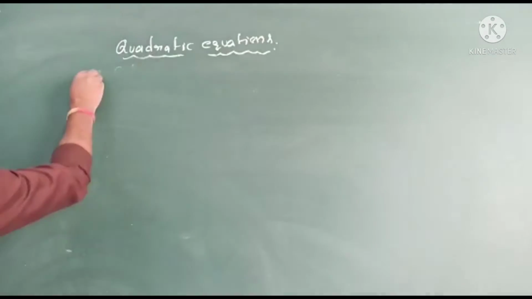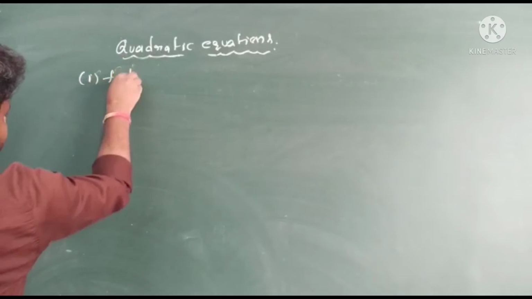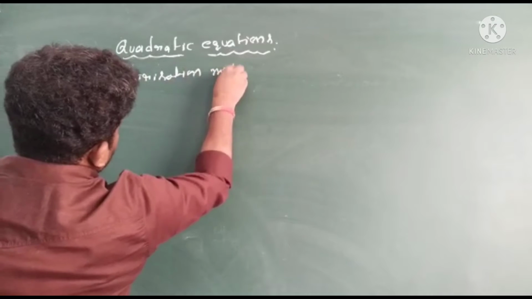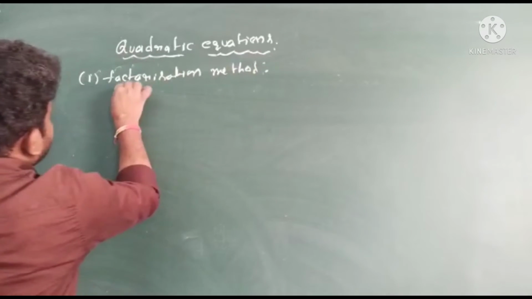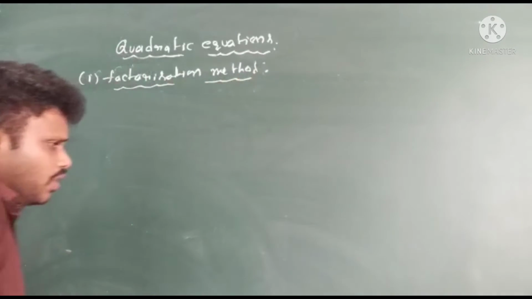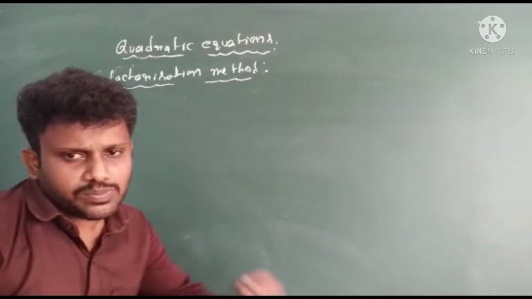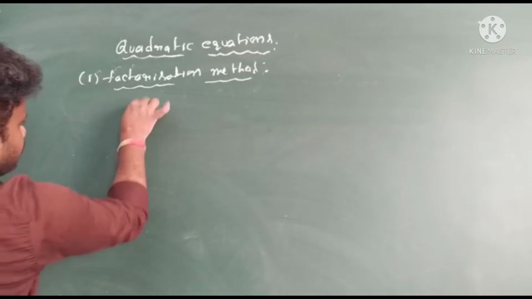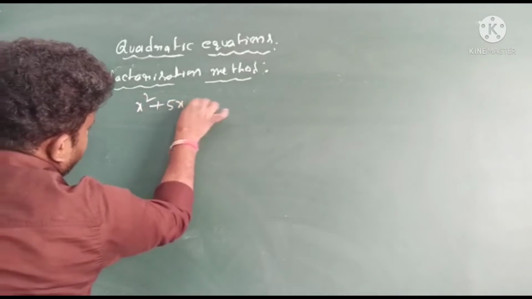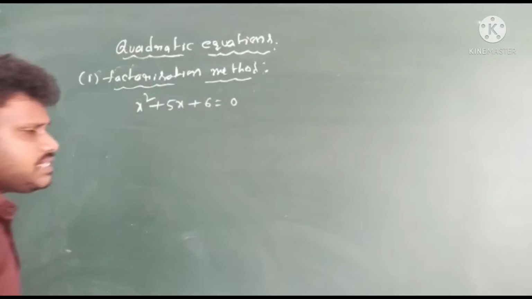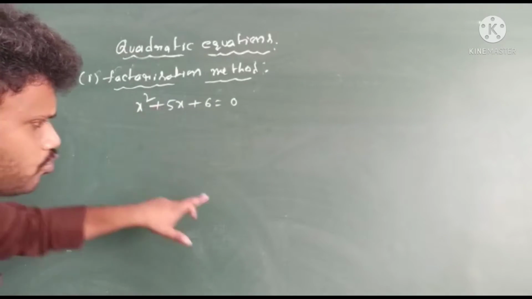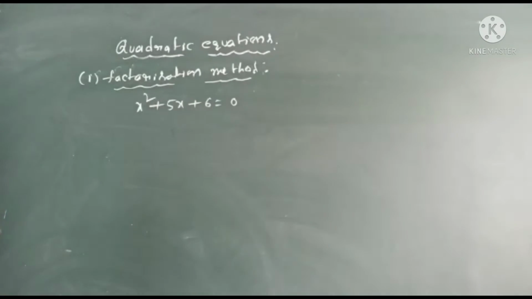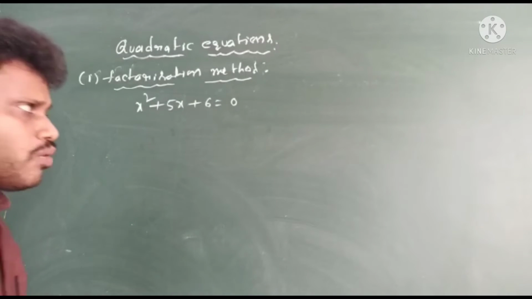Now I am going to discuss the first method, which is factorization method. I will take a small example and try to explain how to do the factorization method. Suppose the given expression is x square plus 5x plus 6 is equal to 0. This is the given quadratic equation. I will explain how to find the zeros of this quadratic equation by using the factorization method with this example. Now try to understand.